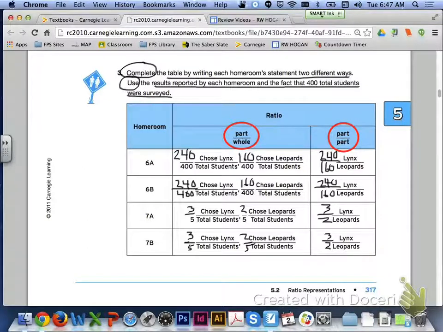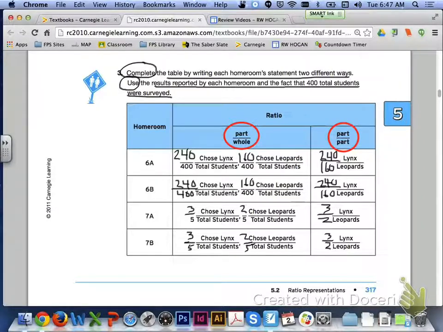So here is what your table should look like. Let's take a look at each homeroom separately. If we look at 6A first, we have 240 chose links to 400 total students, and we have 160 chose leopards to 400 total students. That would be the part-to-whole ratios that we are looking at. For the part-to-part ratios then, it would be 240 links to 160 leopards.